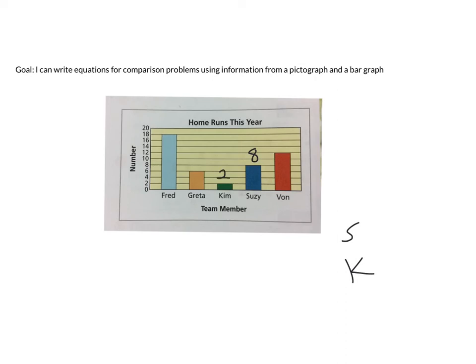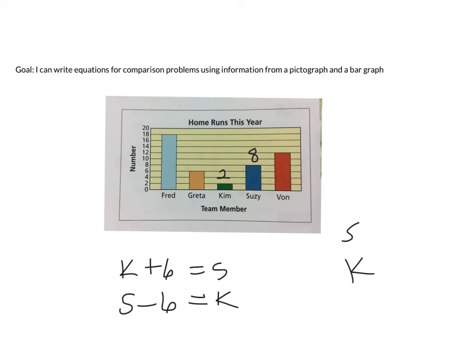So if we start with our addition fact and we start with how many Kim hit, so K, or 2, plus what would give us how many Susie hit? Well, we know that 2 plus 6 is equal to 8, and so that would be the addition equation that we would use, and then the subtraction would be just the opposite. So S minus 6 would equal 2, or the number of home runs that Kim has hit.